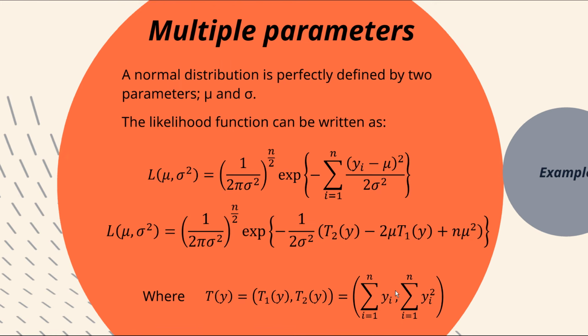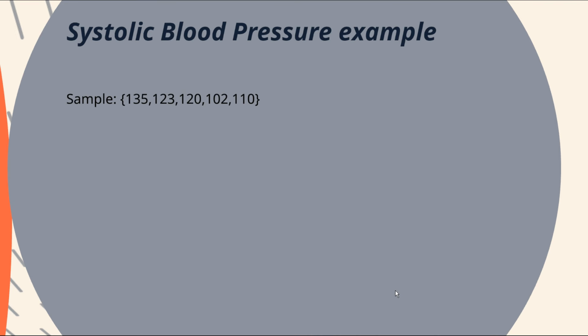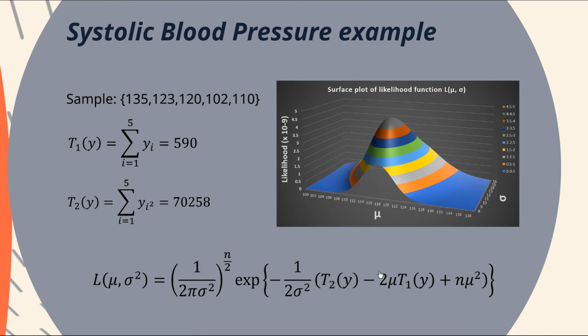Now this example is pretty cool. Let's have a look at this. Again, it's the systolic blood pressure example, and here are the 5 observations from pregnant women, their blood pressures. If you consider that the sum of all those values is 590 and the sum of all those values squared is 70,000 odd, here is an expression for the likelihood function where you could sub in those values for the sum of y squared and the sum of y. And when you sub in those values, you can get a pretty cool distribution.